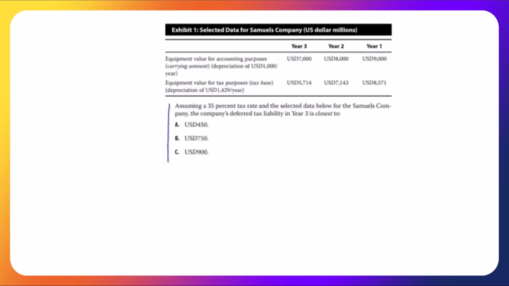Little exhibit here and then a question down here. Assuming a 35% tax rate and the selected data below, the data is above. For the Samuels company, the company's deferred tax liability in year 3 is closest to, what do we have? Equipment value for accounting purposes, carrying amount. In year 3, our carrying amount is 7,000. Equipment value for tax purposes, tax base, depreciation 1,429 a year is 5,714. Difference between those two, 1,286.